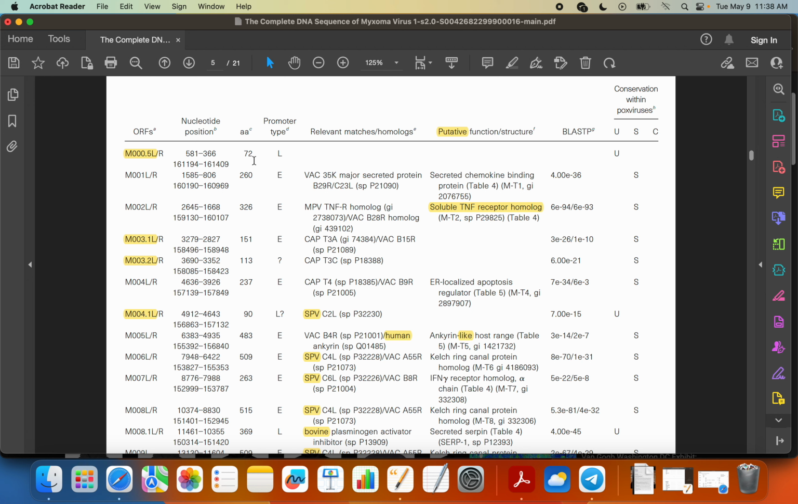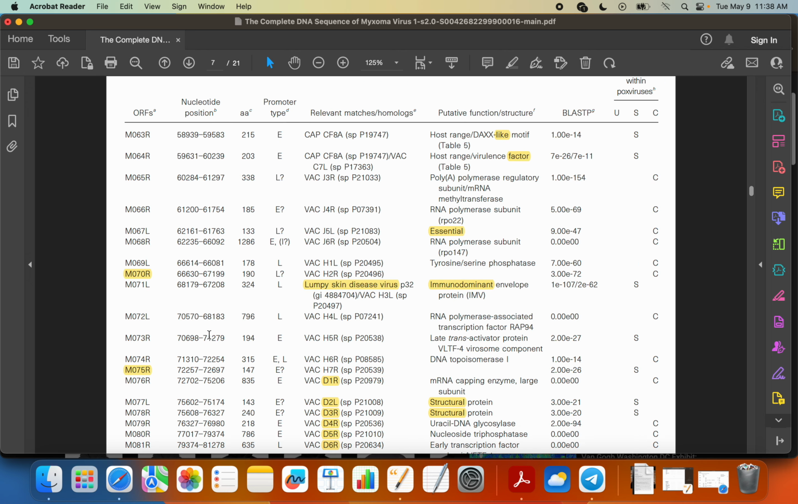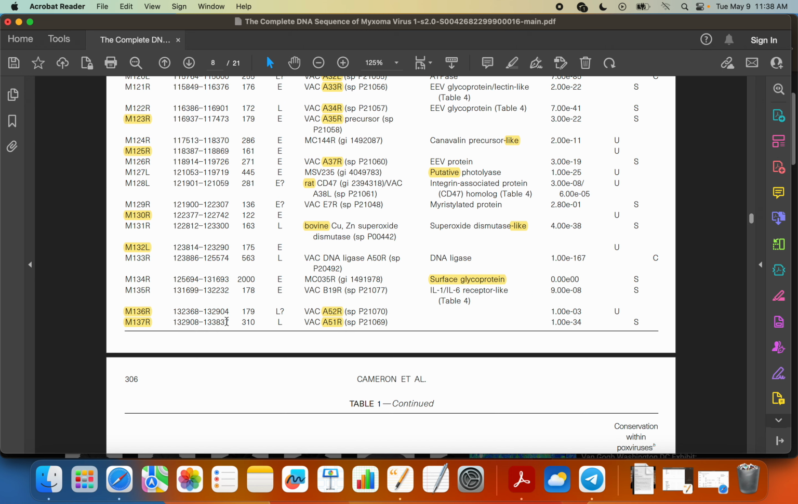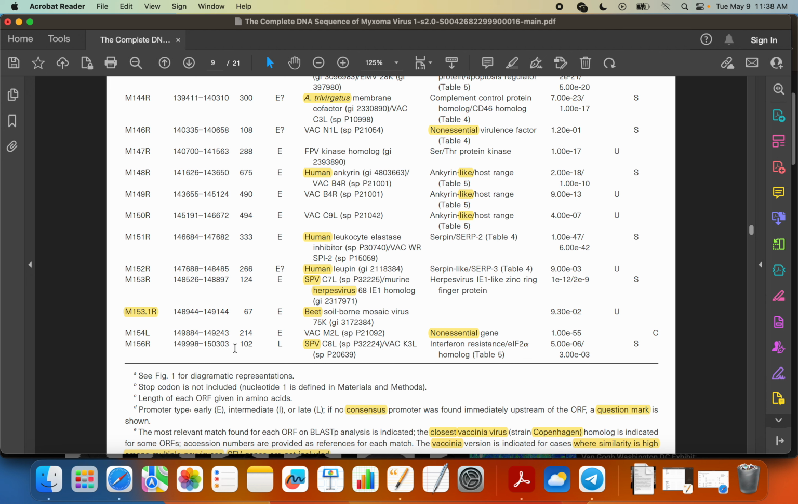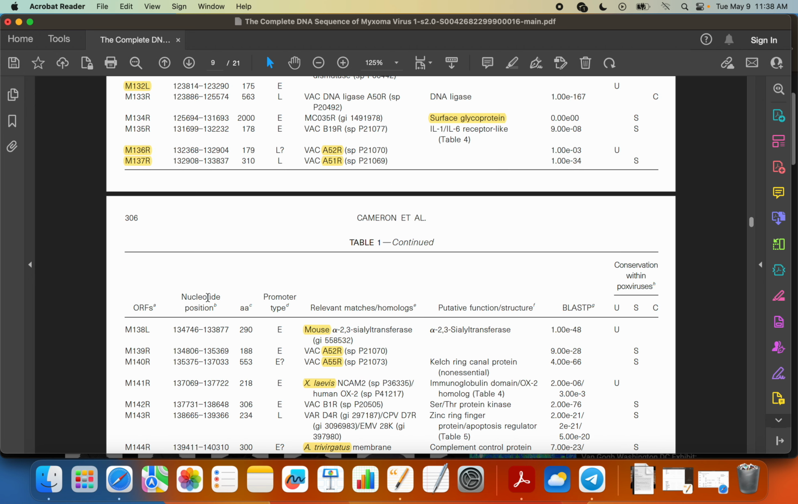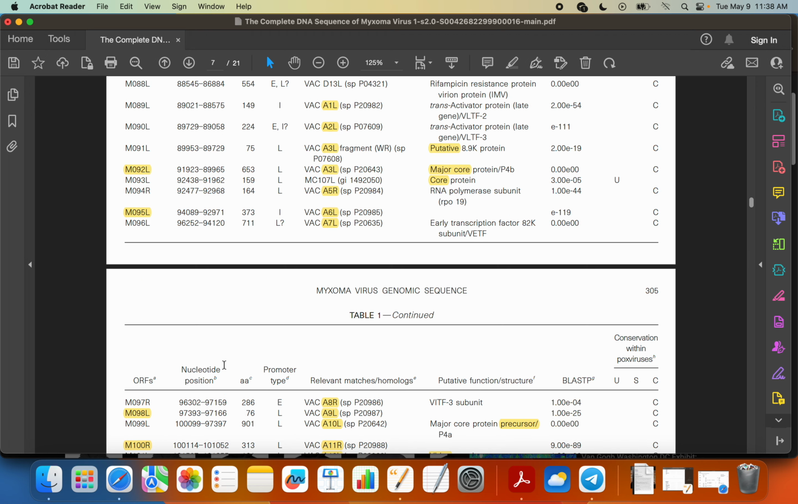So 72 times 3 is 216. And so you see that matches up here because this is 216. So it just goes from one end to the other, to the very last end, bottom over here. So they say it's 160 thousand base pairs long. I guess they're not including the ends, the terminal repeats, inverted repeats.